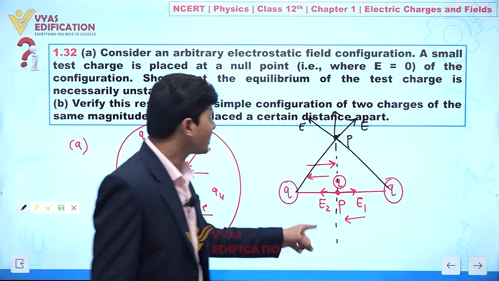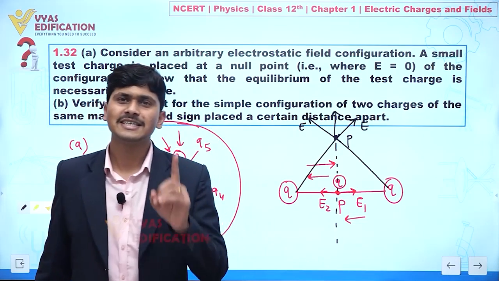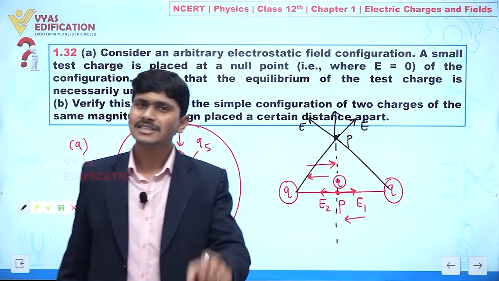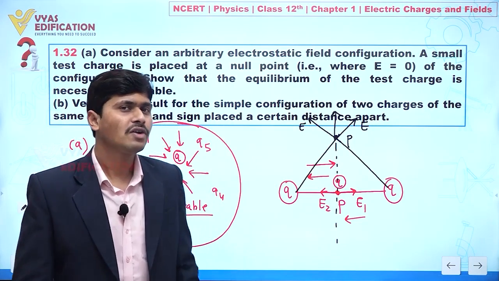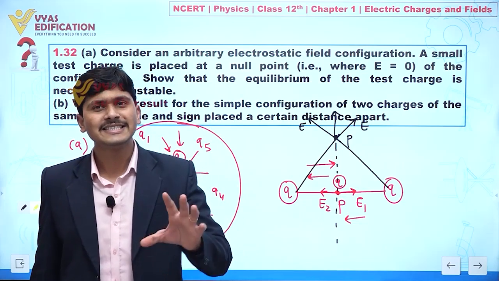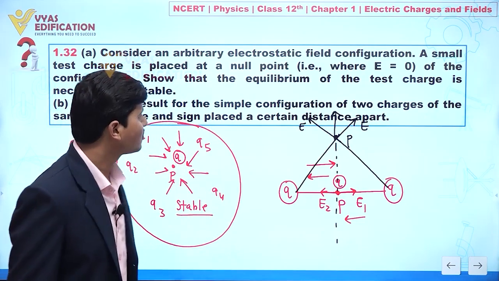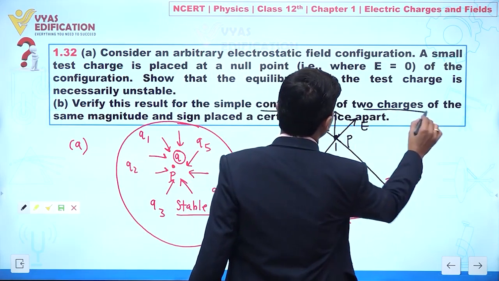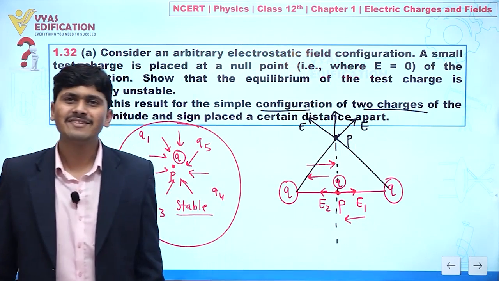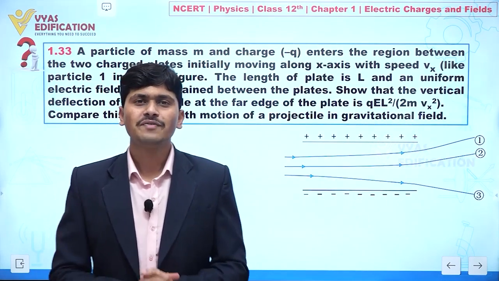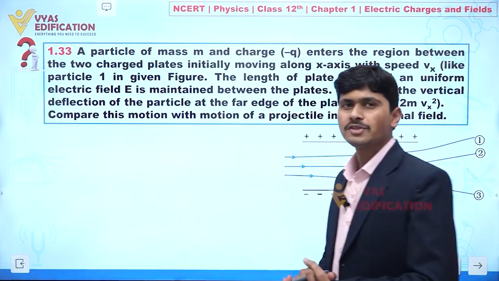Clear? It means we can say in a vertical direction charge is in unstable equilibrium, but in a horizontal direction charge is in stable equilibrium. Clear? So overall we can say that in this configuration also charge is in unstable equilibrium. Yes or no? So in the configuration related to point charges, charge is again in unstable equilibrium. Clear to everyone? Now dear students, we are going to discuss question number 1.33.